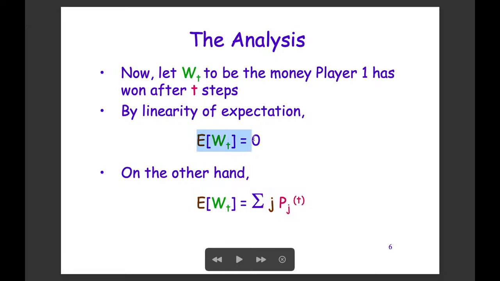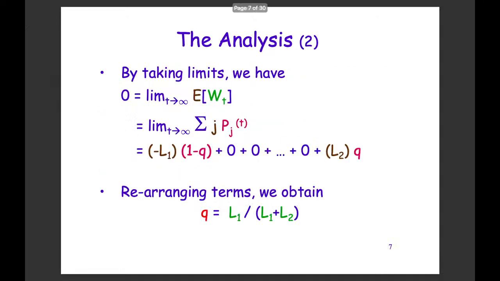And on the other hand, this is by definition of what? By definition of linearity of expectation. Because each step you are winning $0 expected, accordingly, after t steps, the total winning will be expected to be equal to 0 as well. So now we have this equation and this equation so that we can combine them and find out that 0 is equal to the expected value of Wt.